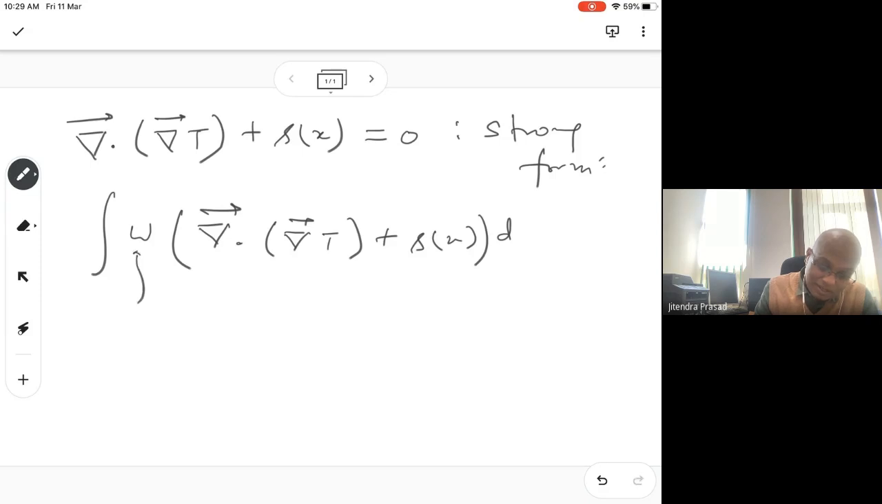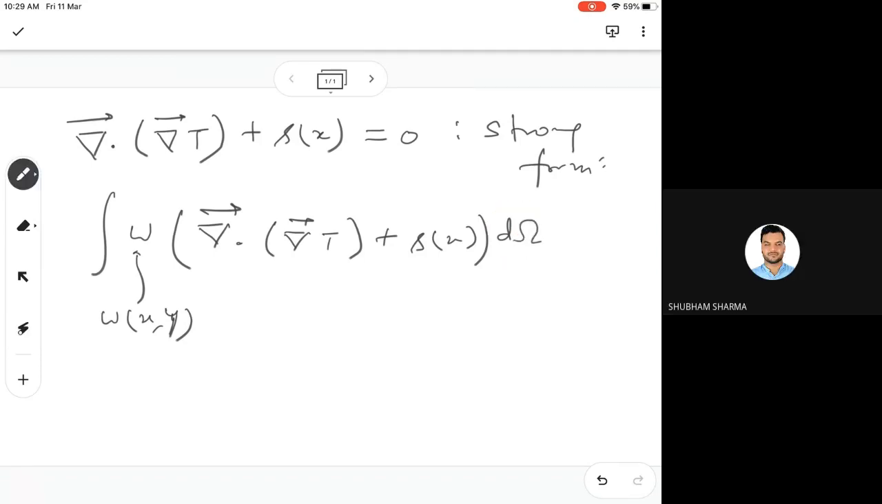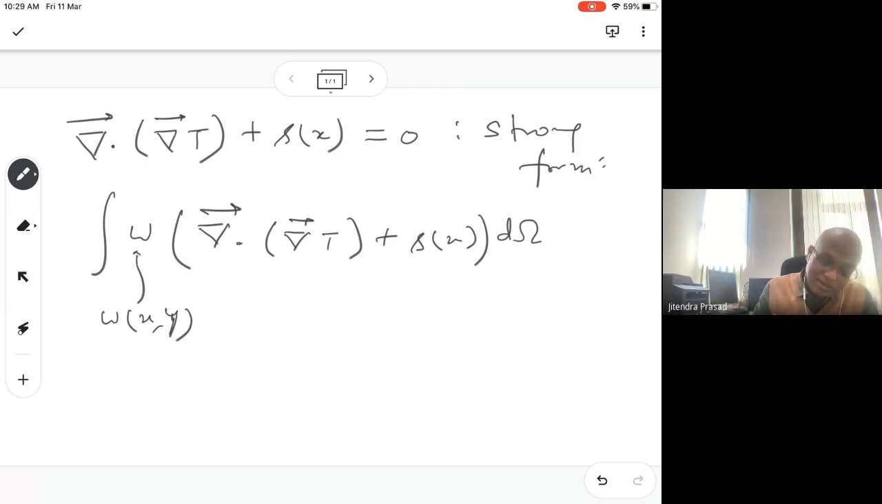Okay, maybe right here. W is a function of x, y, and here we cannot write x, right? Sir, force will also be a function of x and y. Yes, you're right. So this also will be x and y. True.